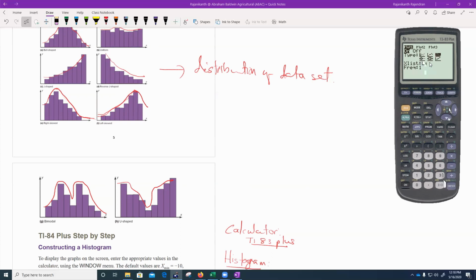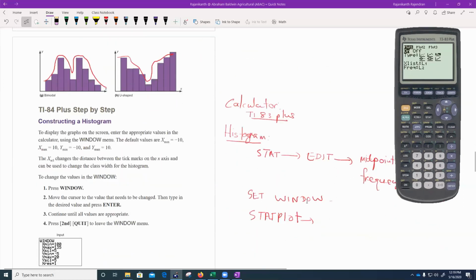So you have to keep here L1. But for the frequency, now remember, I entered all the frequency into the L2 column. So you need to change this to L2, right? How do you change? You see L2 here, above number 2. But you need to press the yellow second button, right? Because L2 is here. So I'm pressing second with 2 for L2, right? So make sure that you are changing the frequency value. Let me write down that also.